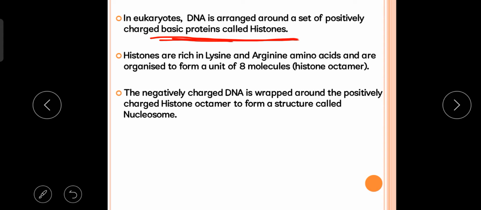So what are these histone proteins? Histone proteins are basic proteins, and they are positively charged proteins.